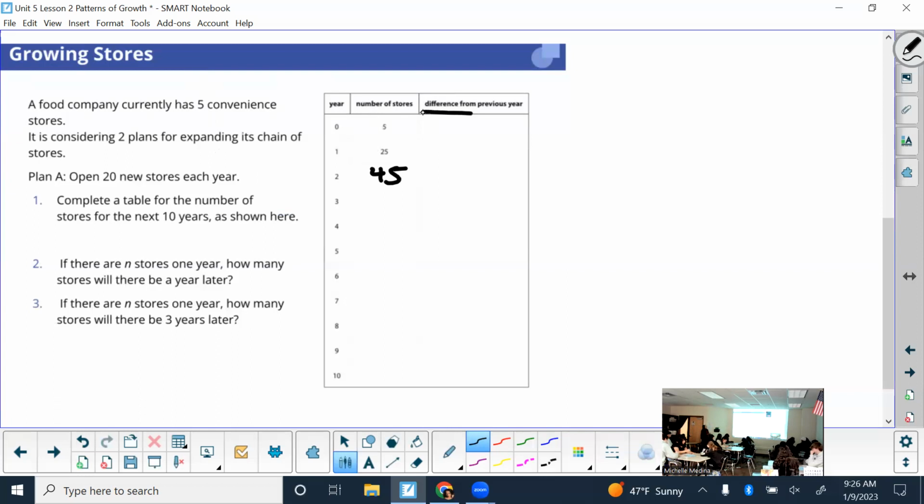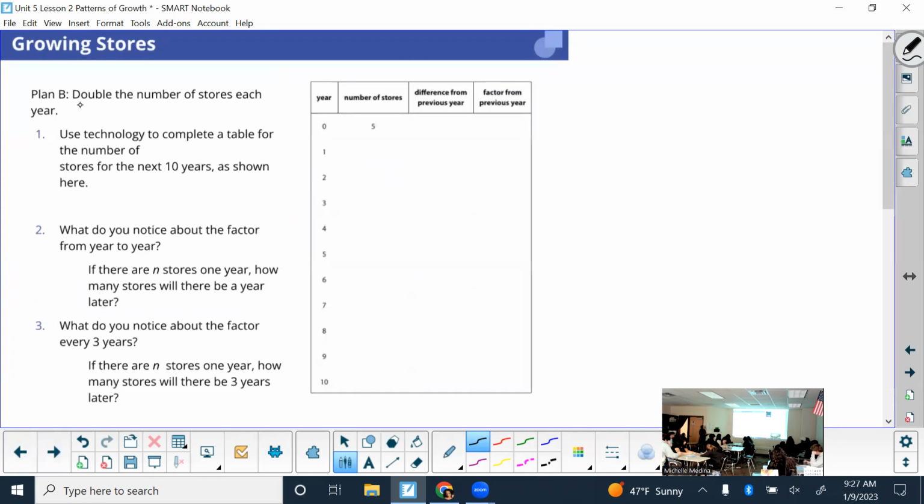For this column, it says difference from previous year. What does difference mean? How much more or less? What math operation would we do? Subtraction. So basically subtract from the previous year, or just find the difference between the two and put that in this column. So that's for plan A. We'll do these together, but if you want to read ahead, if you finish early, try to come up with those.